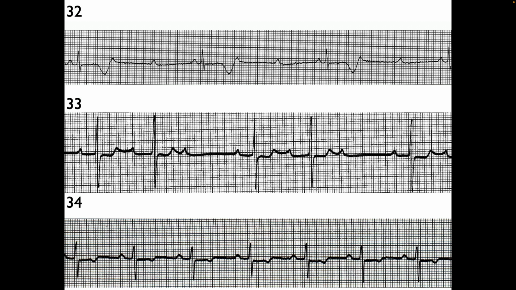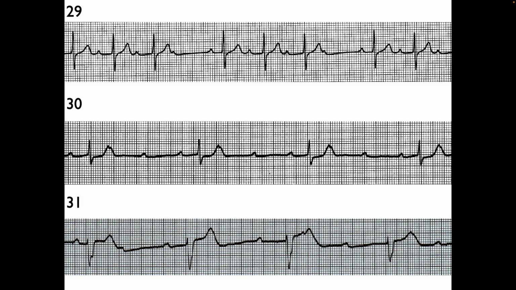Okay, number 32. Yes, Cody, please, on that last one. I thought it was a second degree type 1 because the PRIs keep growing. There's no dropped beat though. Do we have to see it within a group? First of all, you're not the first person to ask that question about this particular one.